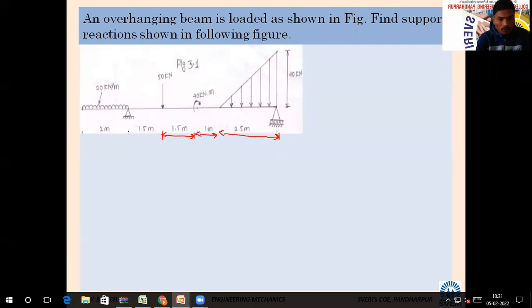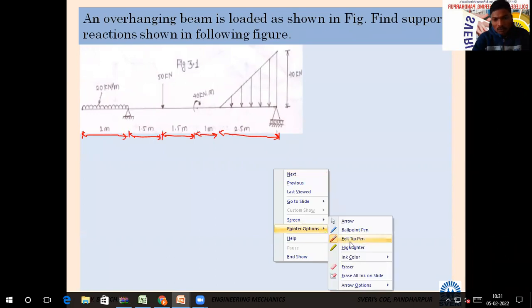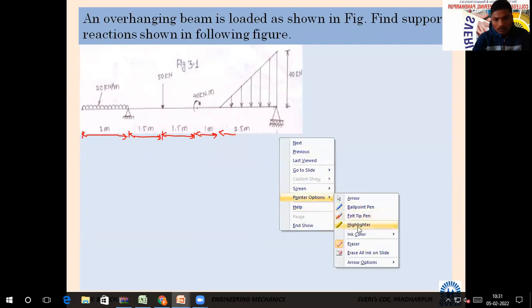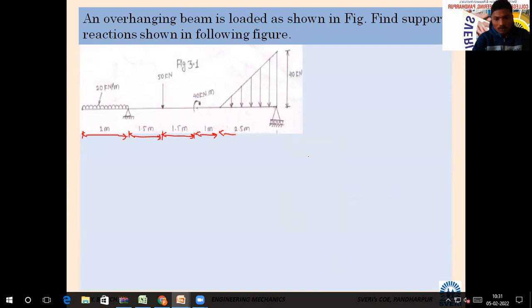What is the total span of this beam? Or more precisely, I will do it like this because you may not be understanding how much it is. And this total is... What is the span of this beam? First, you have to understand the problem. Don't make haste. 8.5? Are you sure? Yes, sir. Okay. So which is the type of beam? Overhanging beam. Very good.